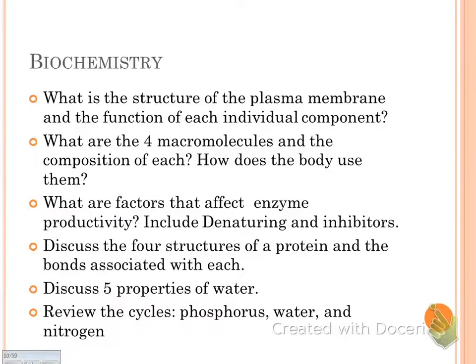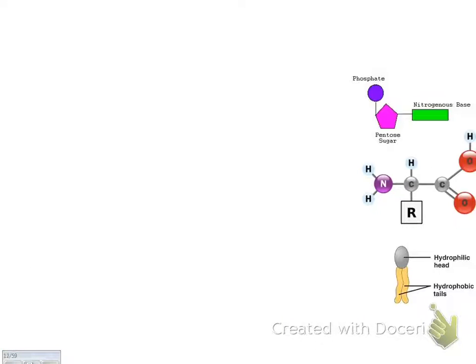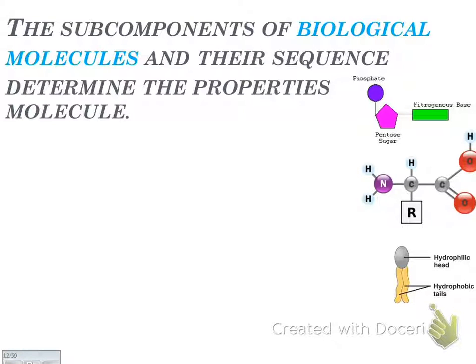Okay, next question. What are 4 macromolecules and the composition of each? Okay, so 4 major macromolecules are what? Proteins, nucleic acids, lipids or fats, and carbs. Good. Okay, so let's look at these pictures over on the side. There's going to be words on this slide. So these are 4 big biological macromolecules that are important.